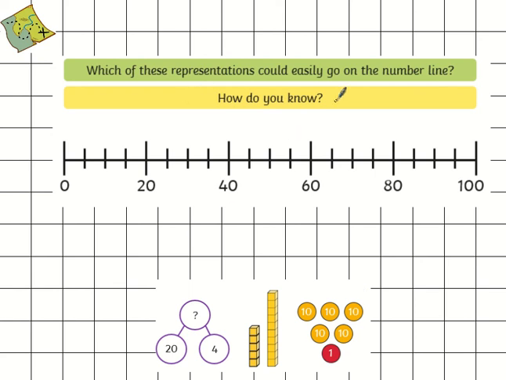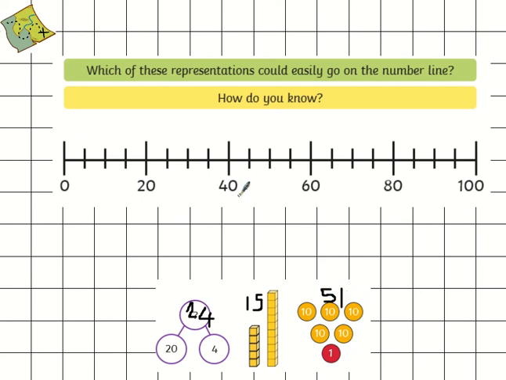So, which of these representations could easily go on the number line? So I know that here 20 and 4 is going to be 24. And here I've got 1, 2, 3, 4, 5, 10. So I've got 15. And here I've got 10, 20, 30, 40, 50. And I've got 51.